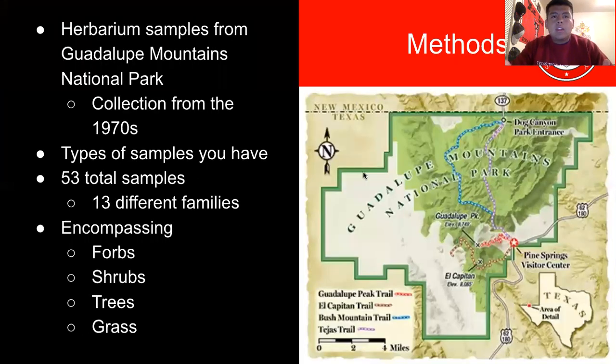And the samples that we had were a collection of samples from the 1970s, and we weren't able to have all the samples in this specific project because of the time restraint, but with that time restraint, we were able to have 53 total samples, which came from 13 different families, which included forbs, trees, shrubs, and grasses. And the map on the right shows you where in the area they're found.